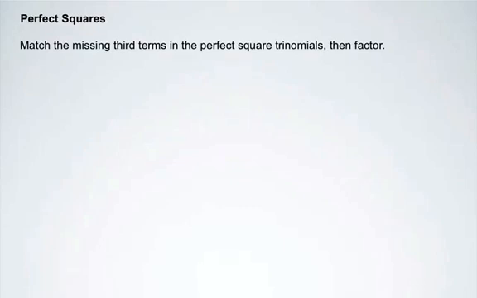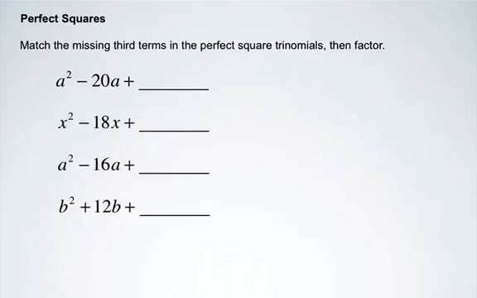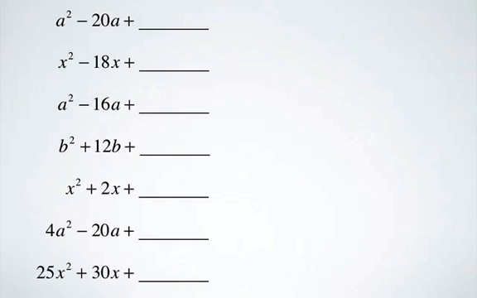Now we'll match the missing third terms in the perfect square trinomials, and we'll then factor. What is the missing third term? Here are our possibilities. What we need to look at is half of the middle term, squared. Take a moment and try to solve these for yourself.